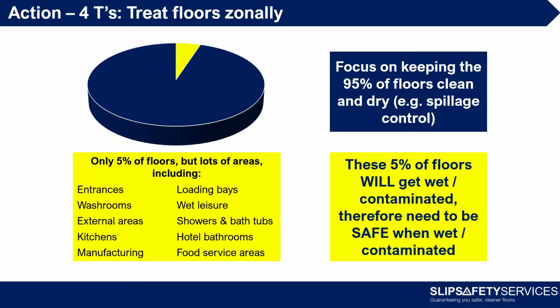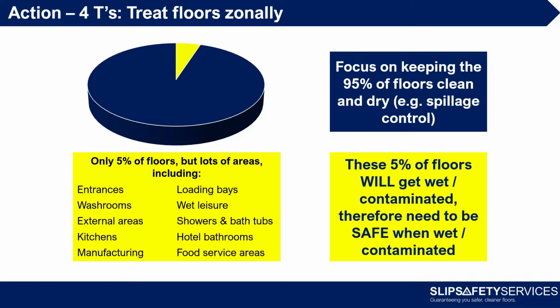The next thing is to treat your floors zonally. So here's another simple, in inverted commas, subtle thing to do, which is that 95% of your floors in an average building, every building is going to be slightly different, but 95% of floors on average are not likely to get routinely wet or contaminated. And therefore, in those areas, we don't need to worry so much about this stuff.